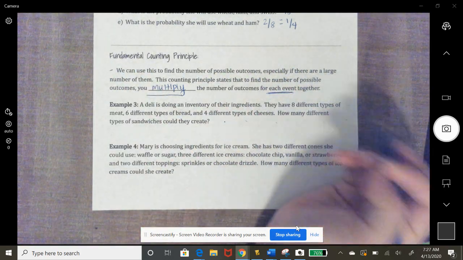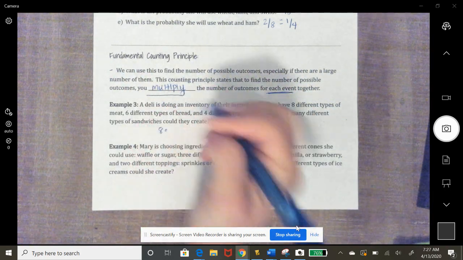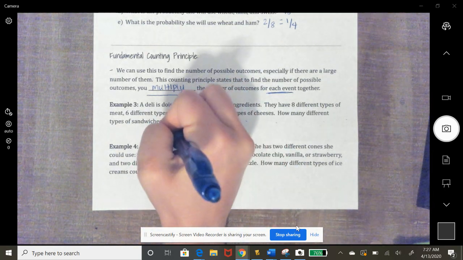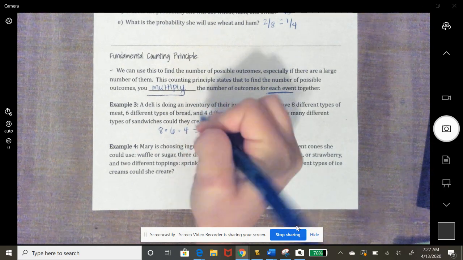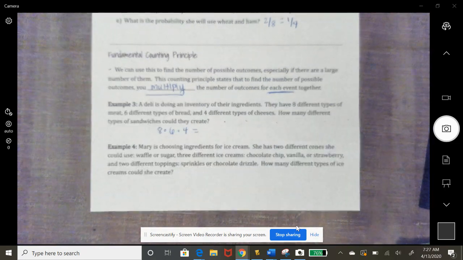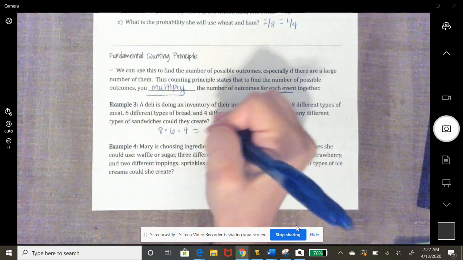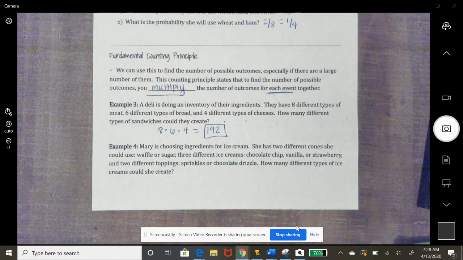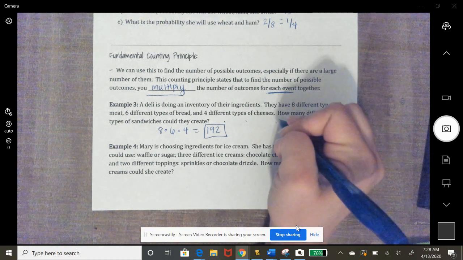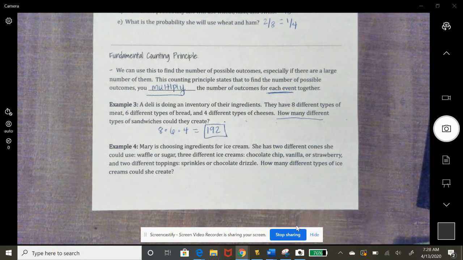Okay, so if I have 8 different types of meat, I have to multiply that by my 6 different types of bread, and then by my 4 different types of cheeses. So 8 times 6 times 4, and that gives me 192 possible different types of sandwiches. We don't need to know what they are at this point. It's just how many different types is what we're looking for.